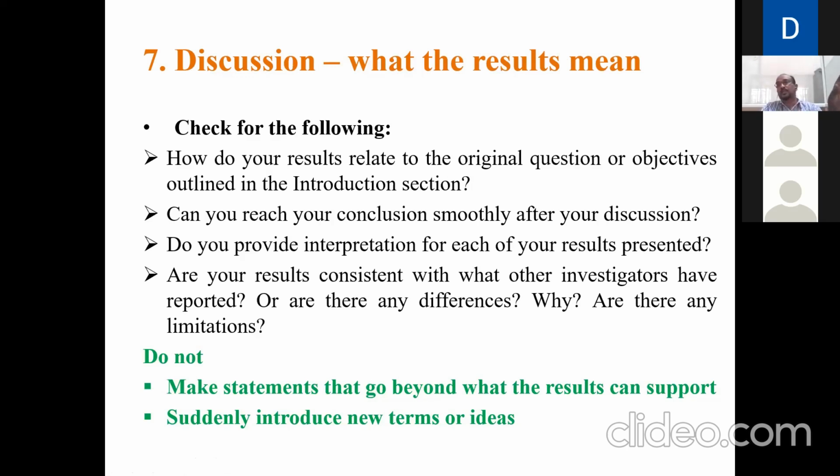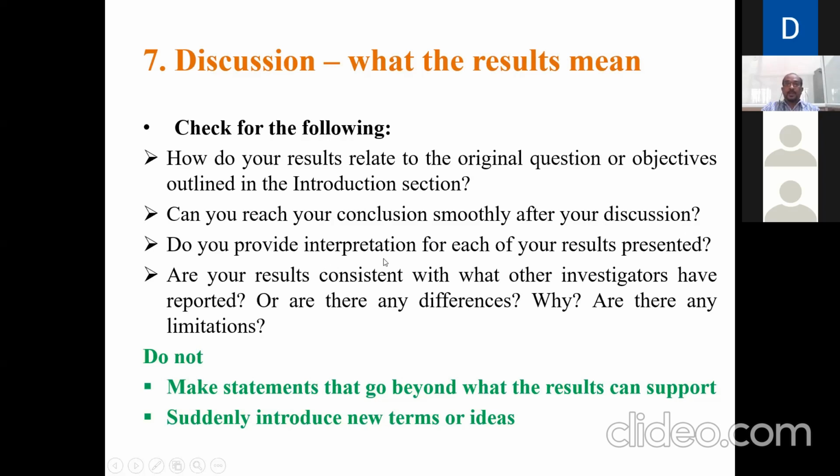If you are discussing something in the abstract and you are doing some methodology and if you are giving some different conclusion, the paper won't be accepted. Can you reach your conclusion smoothly after your discussion? You have to show evidence that I have taken this problem and I have reached the solution for this problem. Like that you have to discuss.